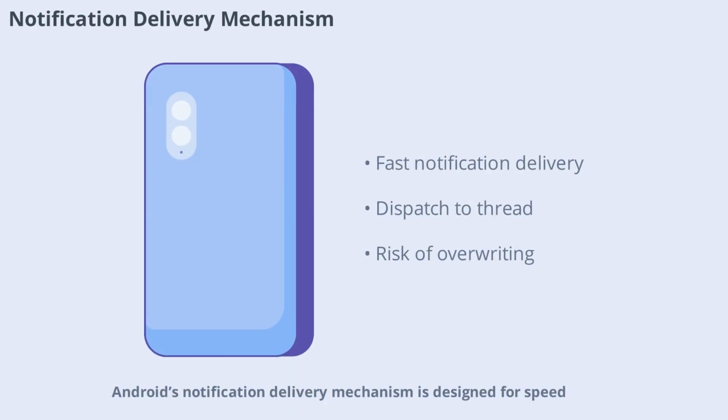Android's notification delivery mechanism is designed for speed. As soon as a notification is delivered, Android is ready to deliver the next one. If you dispatch handling to another thread, the delivery is considered complete, and new notifications can arrive immediately. This can lead to overwriting if your processing is not fast enough. Understanding this mechanism helps you design apps that handle notifications efficiently.